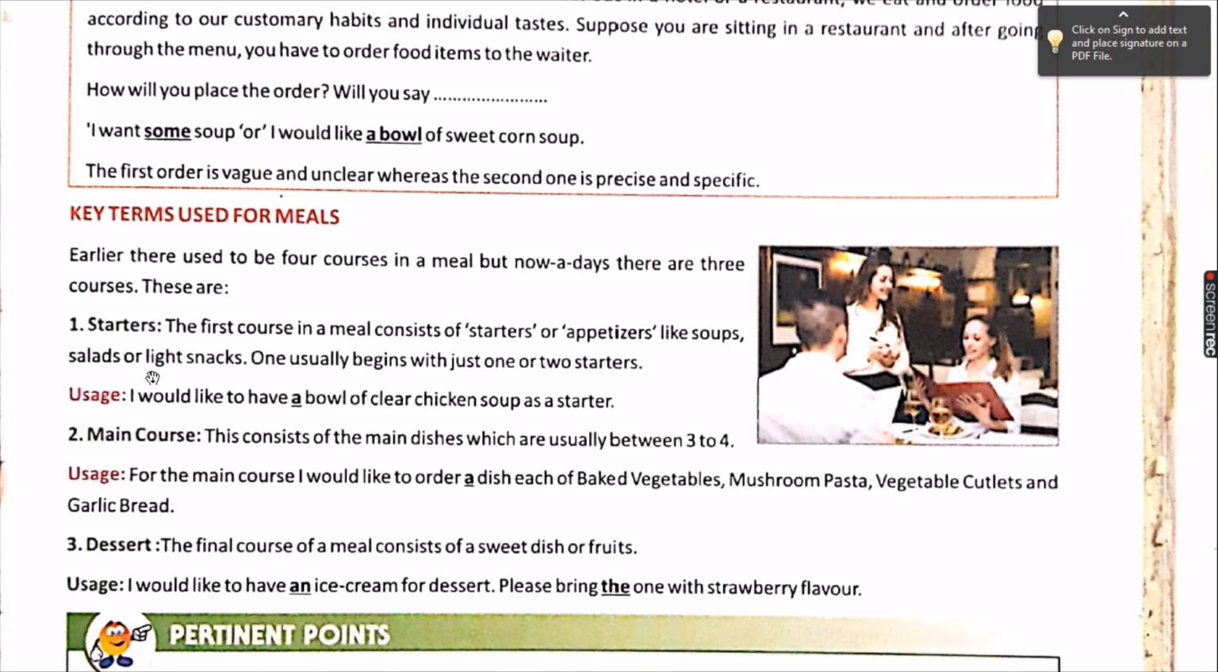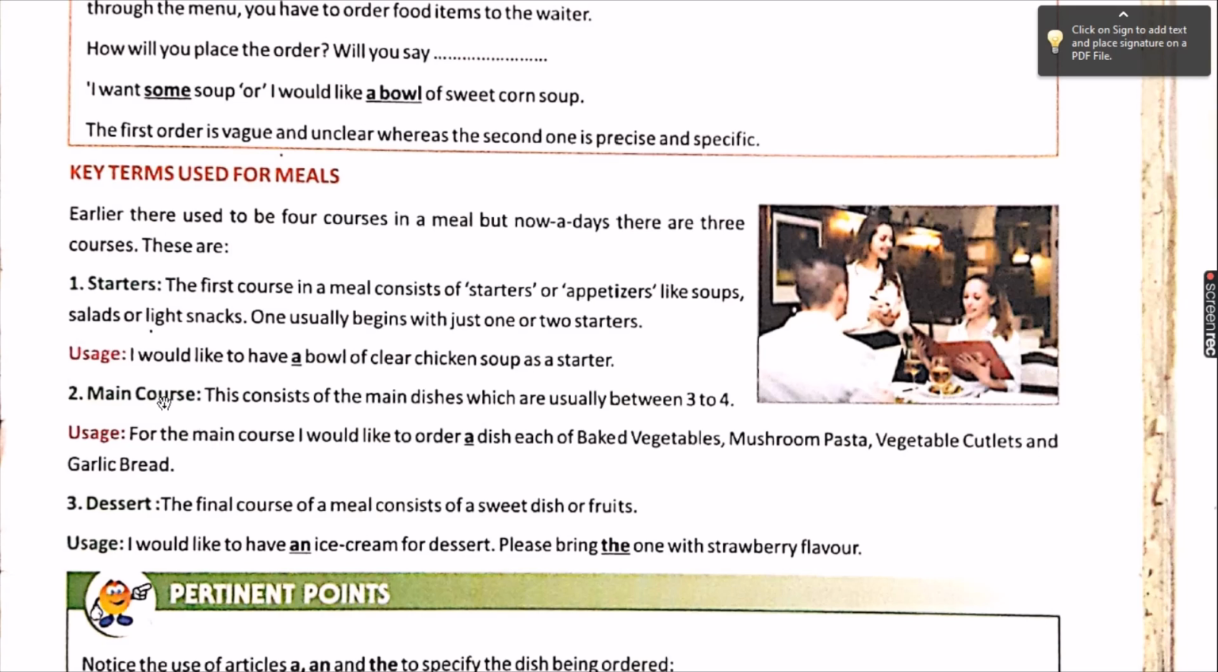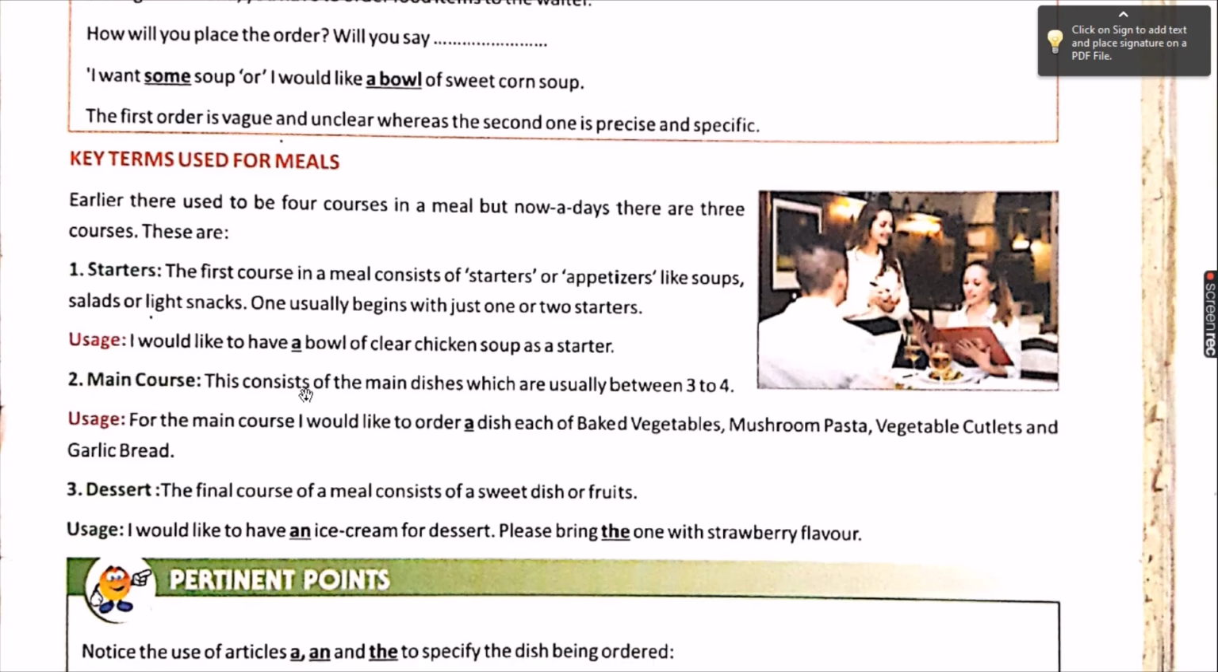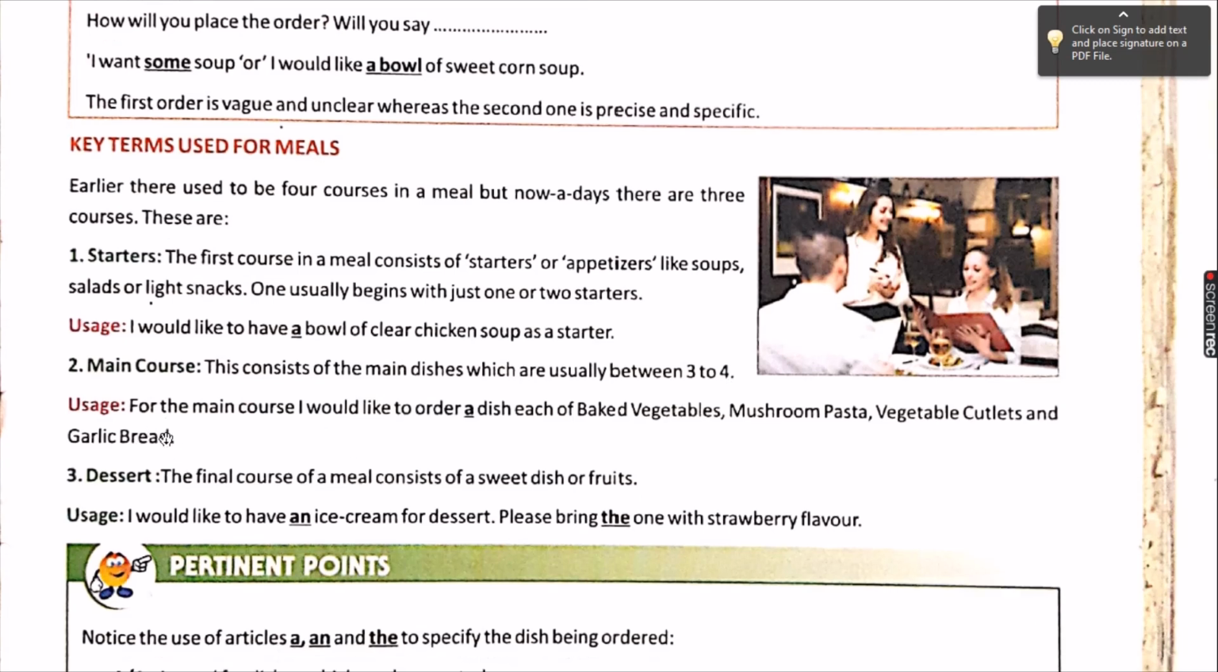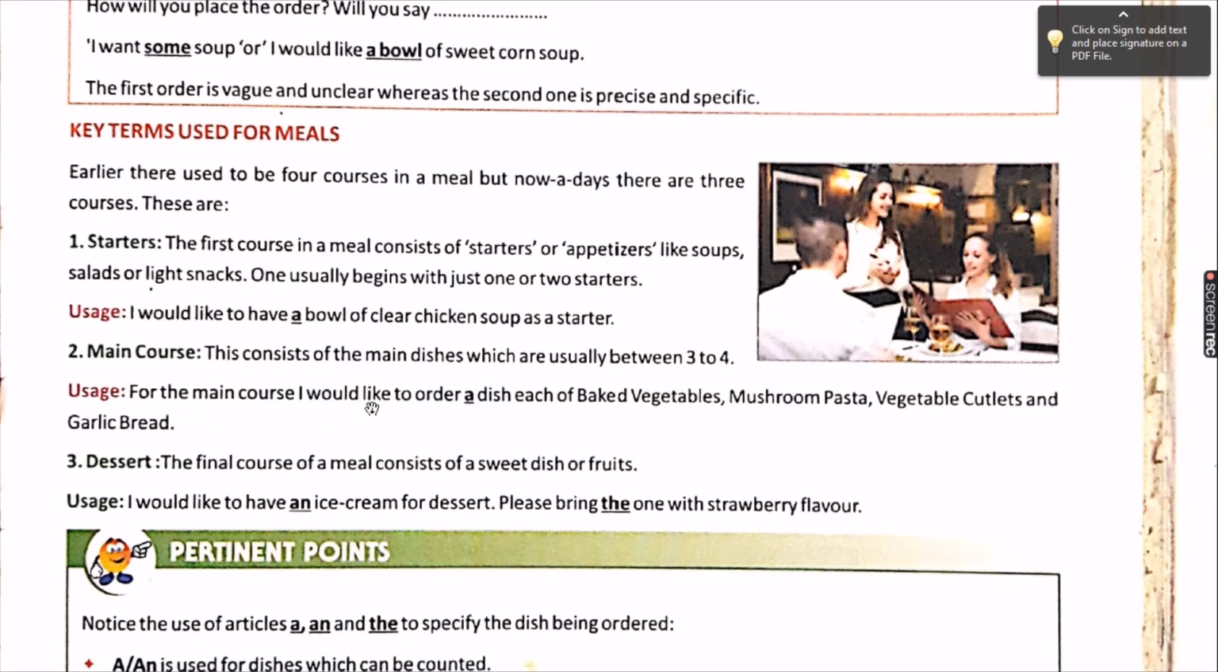The next one is the main course, and it is the main food that we take. This consists of the main dishes, which are usually between 3 to 4. How to order it? You can see: for the main course I would like to order a dish each of baked vegetable, mushroom pasta, vegetable cutlet, and garlic bread.